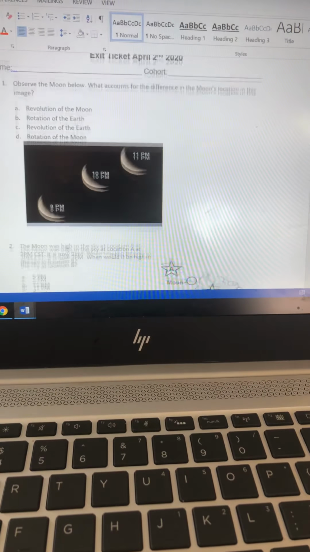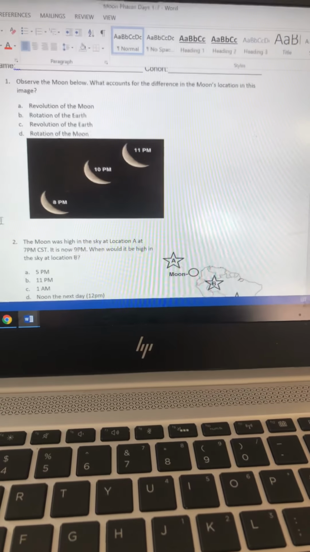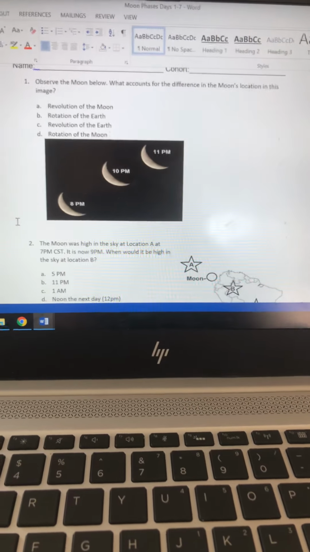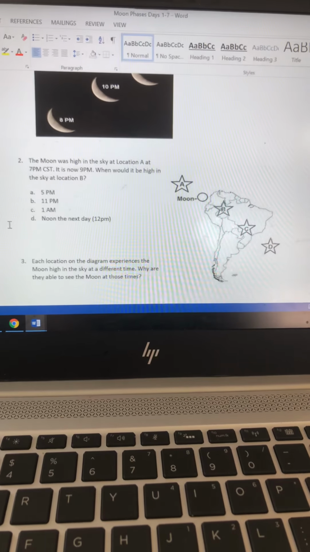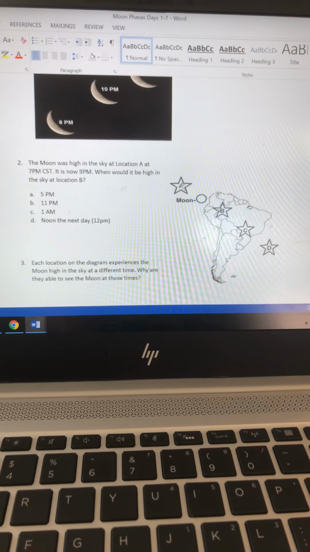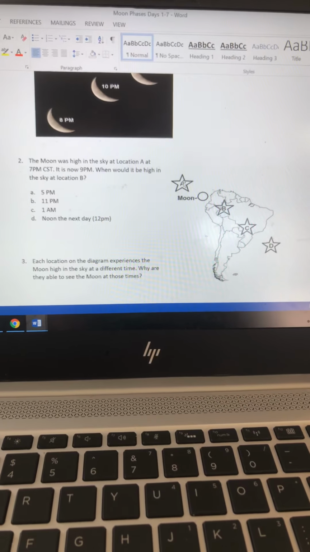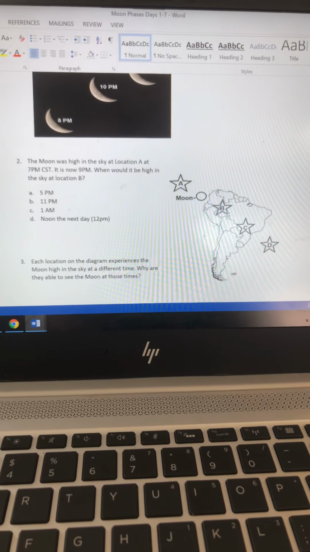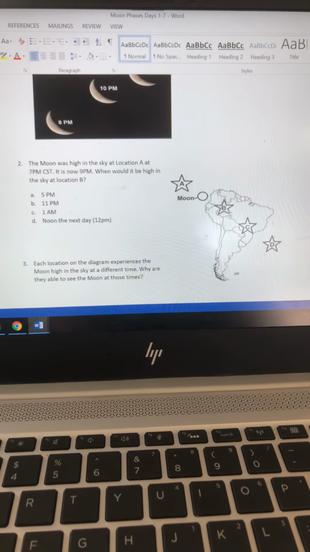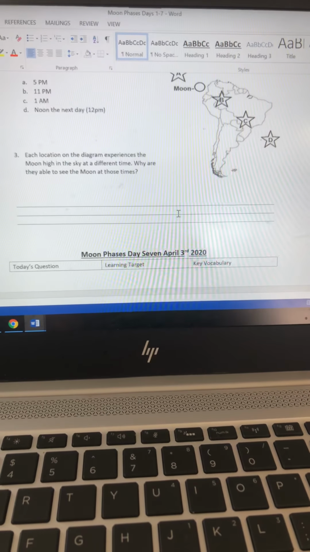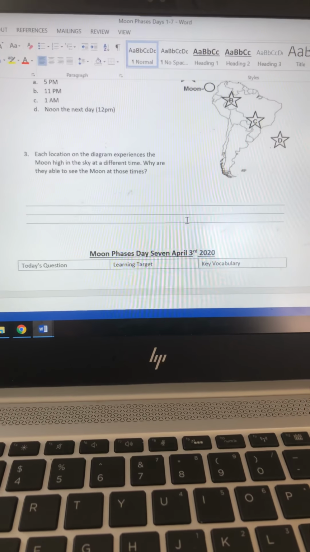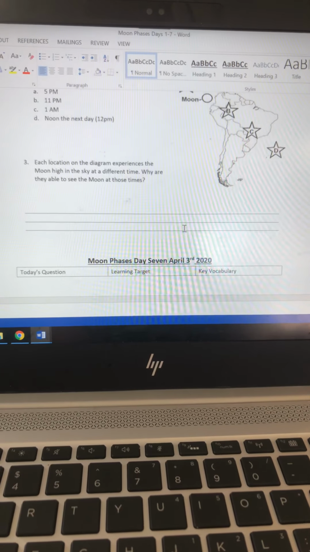And here's the exit ticket. Observe the moon below. What accounts for the difference in the moon's location in this image? Number 2, the moon was high in the sky at location A, right up here, at 7 p.m. It is now 9 p.m. When would it be high in the sky at location B? Each location on the diagram experiences the moon high in the sky at different times. Why are they able to see the moon at those times?